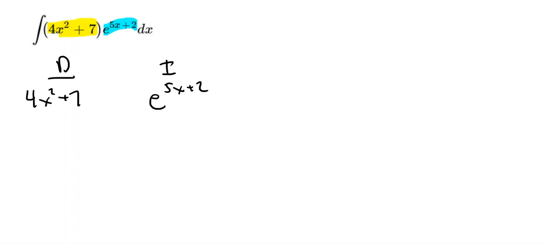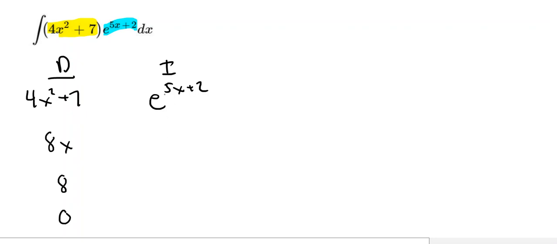And now let's take derivatives of 4x squared plus 7. That will be 8x, 8, 0. And then antiderivatives, or integrating e to the 5x. Well, using the chain rule, it's going to be e to the 5x plus 2 times the derivative of 5x, or divided by the derivative of 5x plus 2. So that's going to be a 1/5.